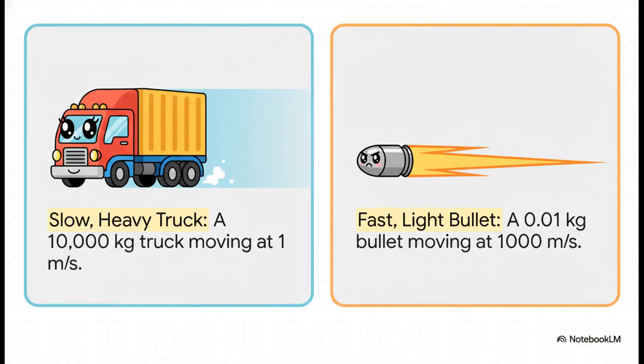Okay, let's put that equation to the test. What do you think has more momentum? A huge 10,000 kilogram truck just crawling along at 1 meter per second, or a teeny tiny 0.01 kilogram bullet screaming through the air at 1,000 meters per second? Well, let's do the math. For the truck, you have 10,000 times 1, which gives you a momentum of 10,000. For the bullet, it's 0.01 times 1,000, which is just 10. The slow, heavy truck has 1,000 times more momentum. See, it's that combo of mass and velocity that matters.